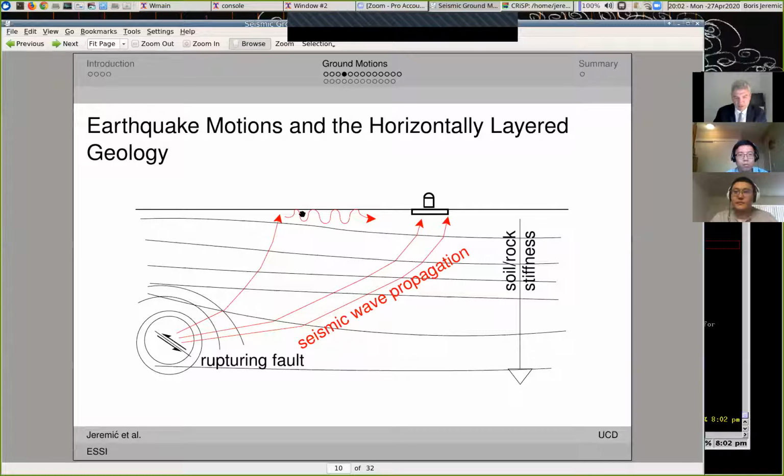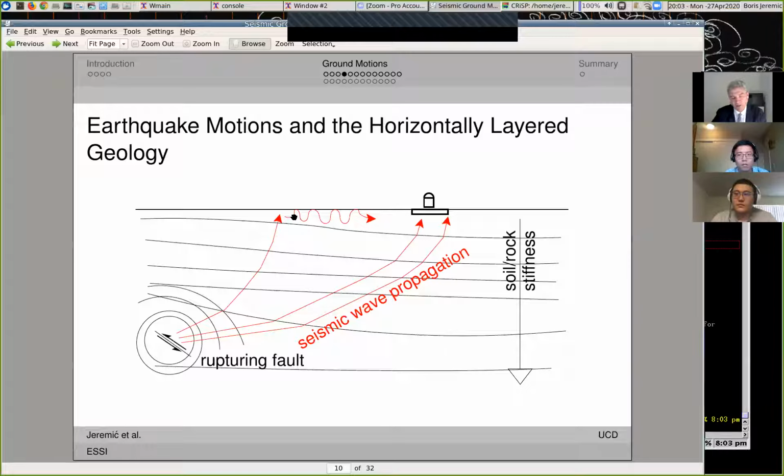Usually we do have horizontal layers. However, sometimes we do have inclined layers. If you have horizontal layers, it's usually that the soil or rock is getting softer and softer as you get close to the surface. And because of Snell's law, when the wave propagates from a faster medium to a slower medium, it starts to bend. In this case, waves are going to start to bend toward vertical. Waves that come close to the surface are close to vertical, but not vertical.